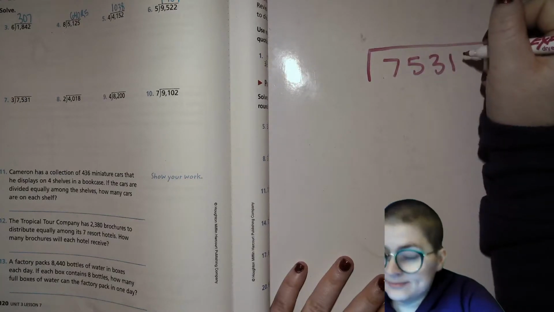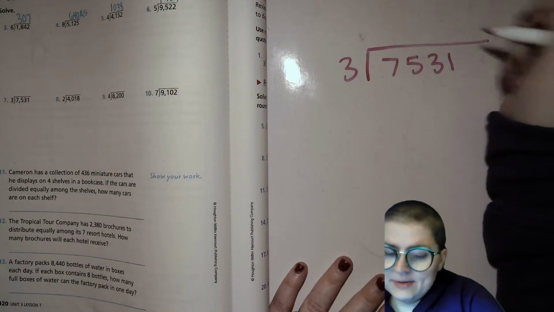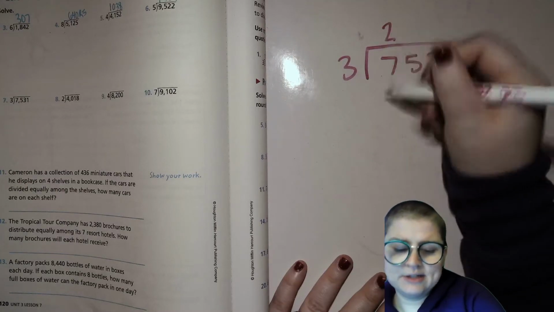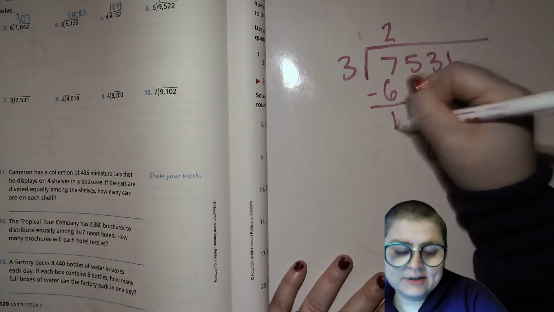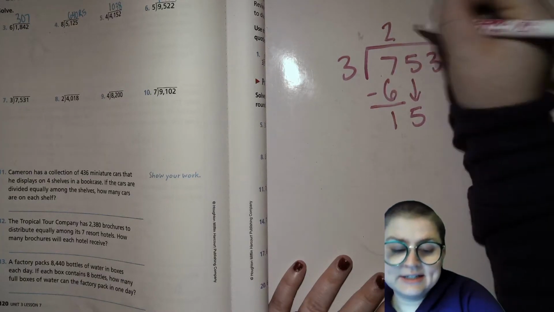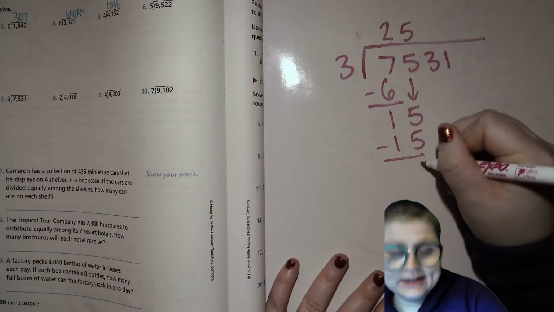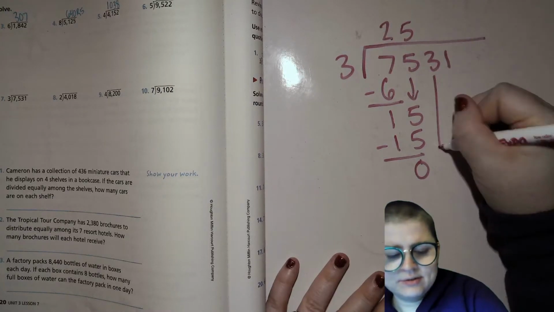7,531 divided by 3. So can 3 go into 7? Yes, it can go in 2 times, right? 3 times 2 is 6. Subtract, and then you get 1. Bring down that 5. 3 goes into 15 exactly 5 times. Subtract. 0. Bring down that 3.